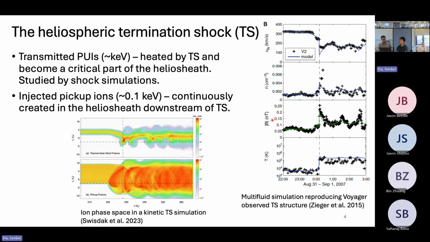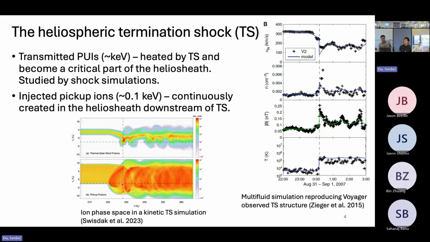There have been many simulations studying the pickup ion and shock interaction, and an example is here from Ziegler et al. They show that using a multi-fluid simulation, the model can only match the Voyager observed shock structure when you include the pickup ion population. There are also many kinetic simulations, for example, here by Shrestha et al., where you can look at more detailed kinetic physics at the shock, for example, the reflection of pickup ions.